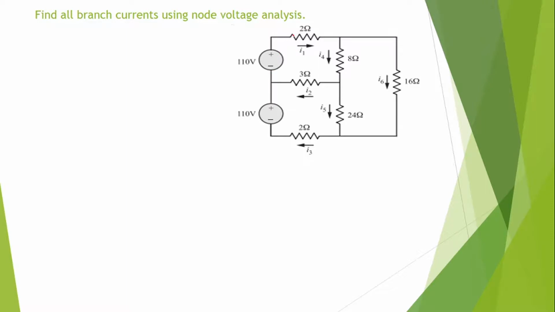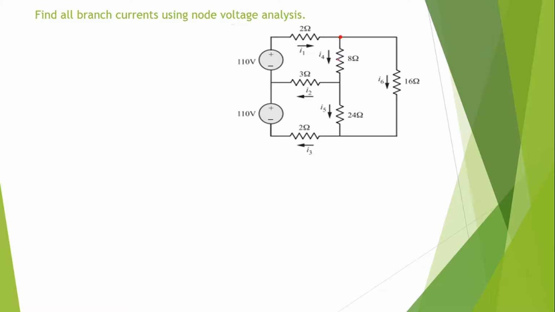But in this case, we should not transform, because by the transformation, you will lose the originality of this current I1. This current I1 is the current through 2 ohm as well as the source current, the current generated by this 110 volt source. So in this particular case, we are not supposed to transform this voltage source to a current source. Okay.